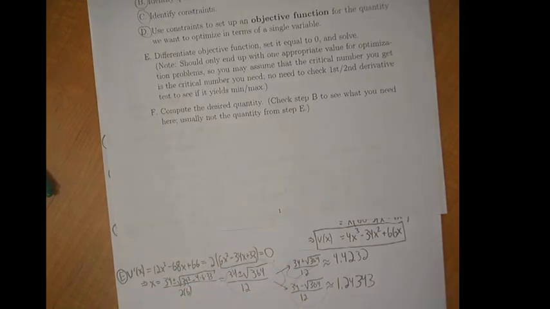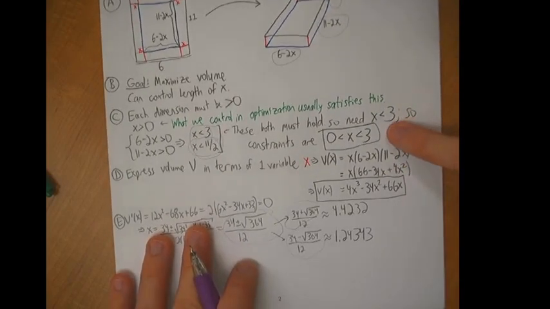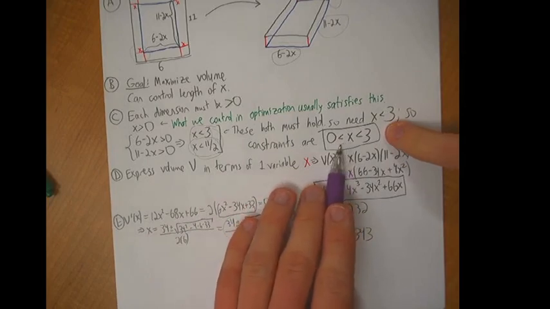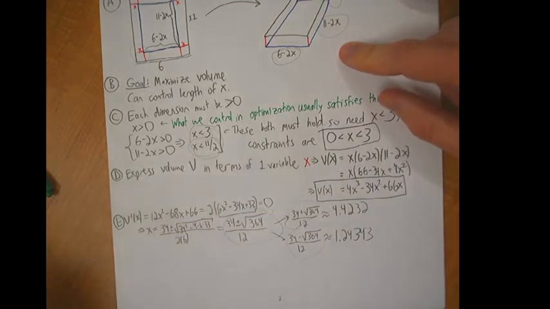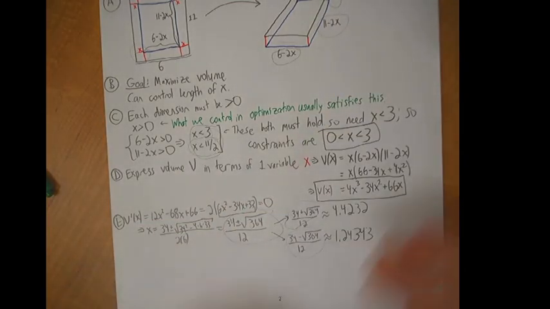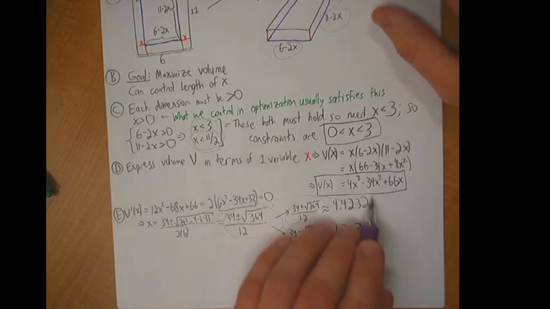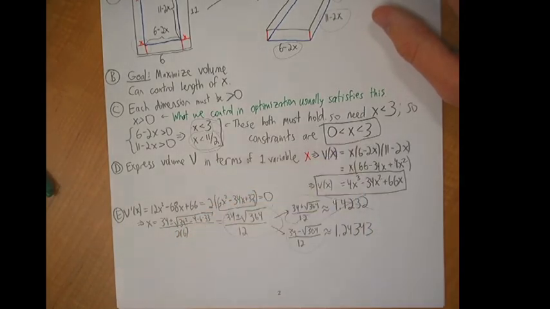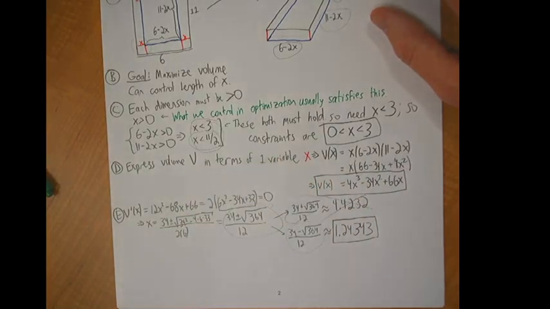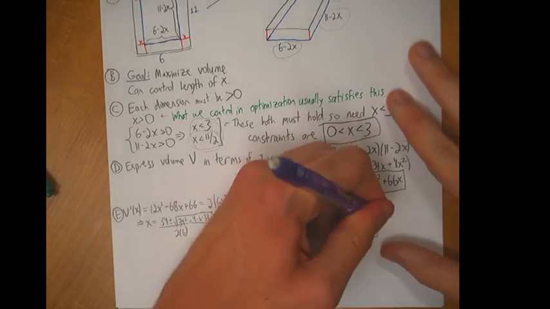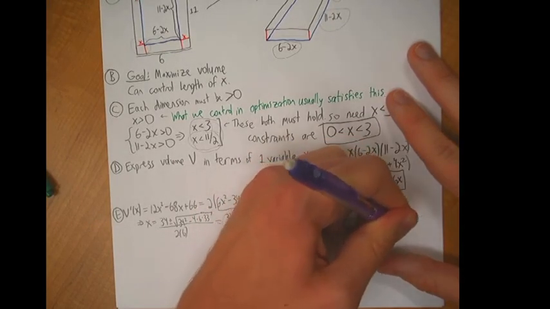Here's what you notice. If we go back to our domain at step C, remember that x needs to be between 0 and 3. Otherwise, any of these dimensions could be negative or 0, which doesn't help us here. So it can't be this root because it's too big and outside of our domain. That means the only value of x we can work with is this one right here, which is our desired critical point.